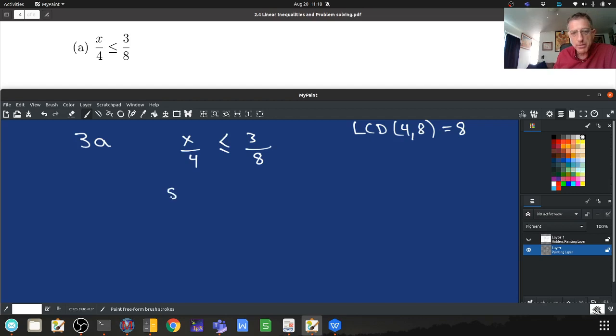So I'm going to use the multiplication property and multiply both sides by 8.